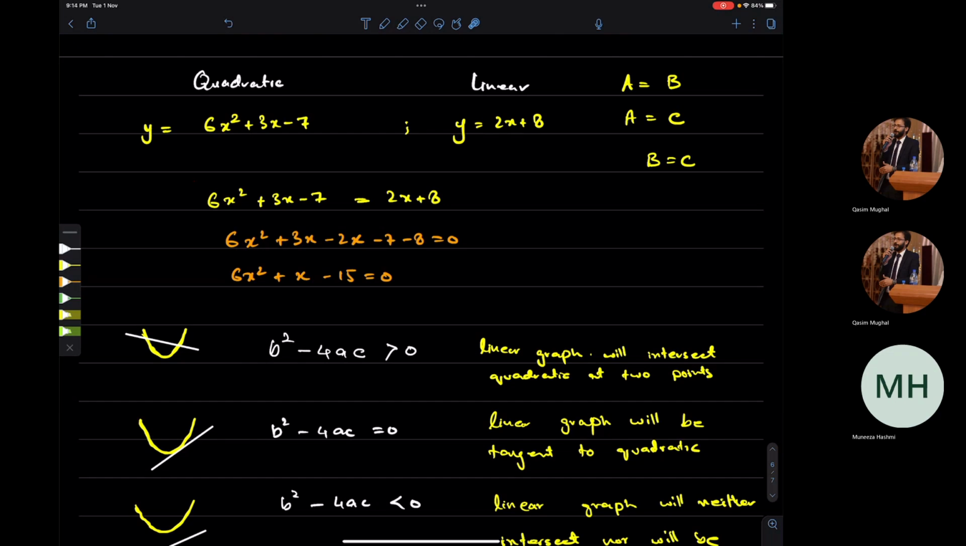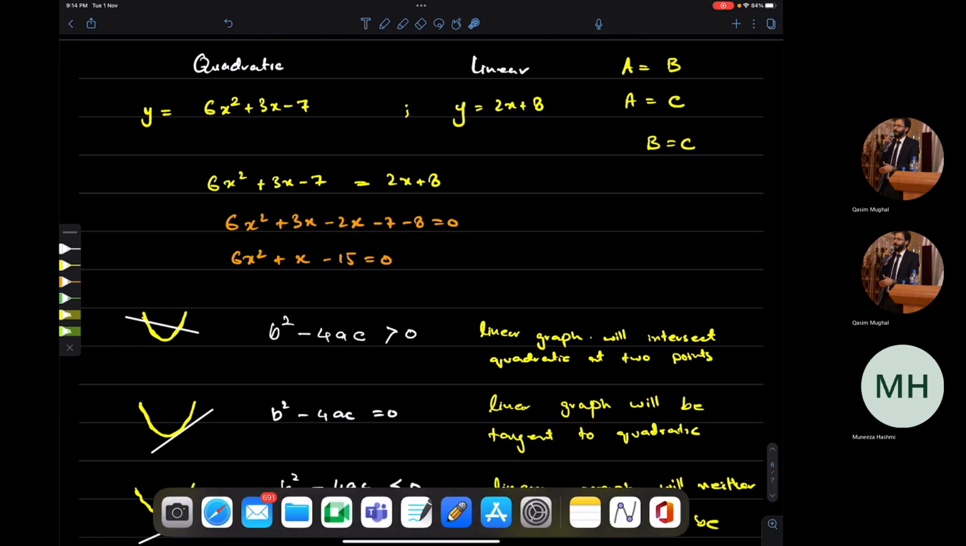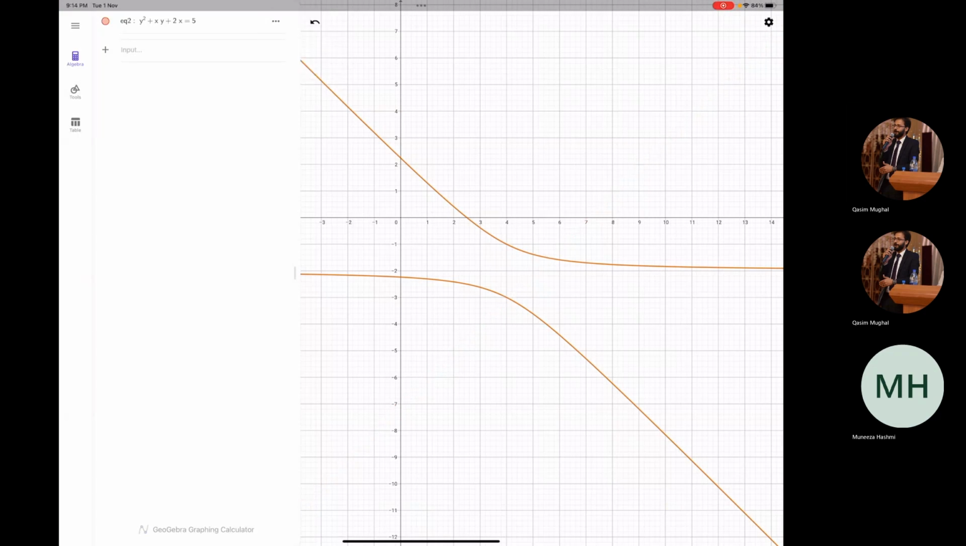Now I'm going to show you this whole thing on a graph. For example, let's say the first equation is 6x squared plus 3x minus 7.